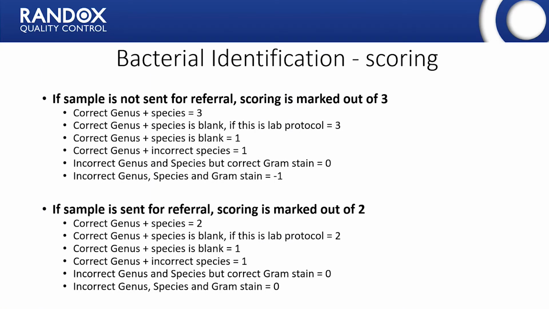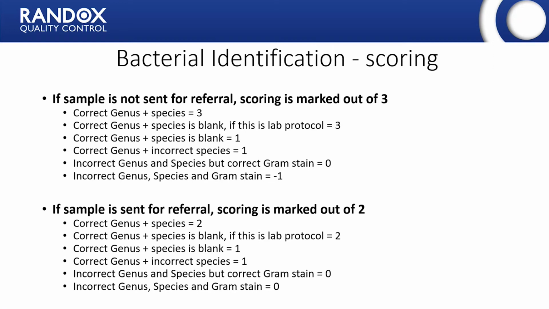If it's not their protocol and they leave it blank, or they get the incorrect species, then their score drops down to 1. So if they get the correct genus, then they'll get a score of 1. If the genus and species is wrong, then it's a score of 0. That's if they get the correct gram stain. If they get everything wrong, then it's a score of -1. Now, once again, that's just to highlight that this is if they don't send the sample out for a referral.